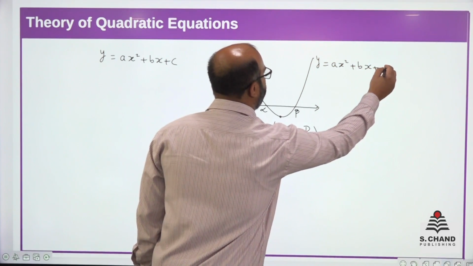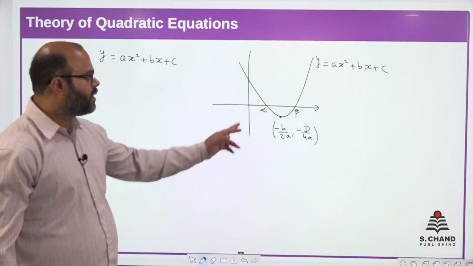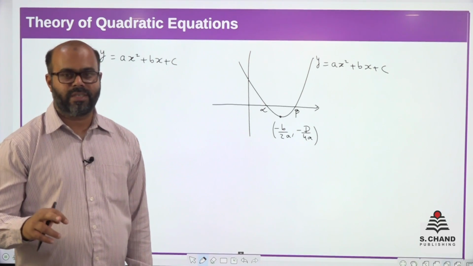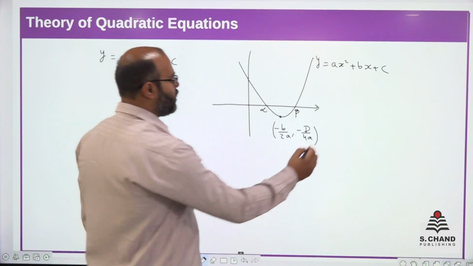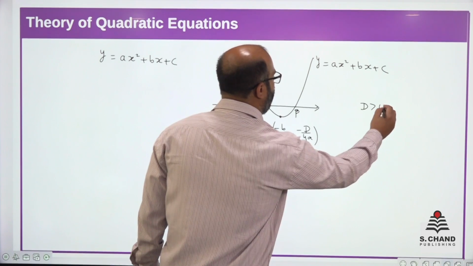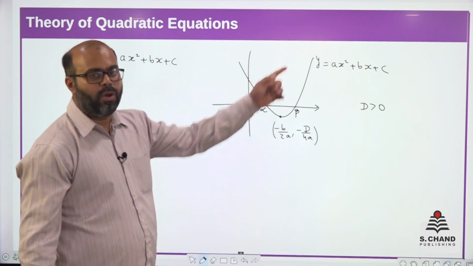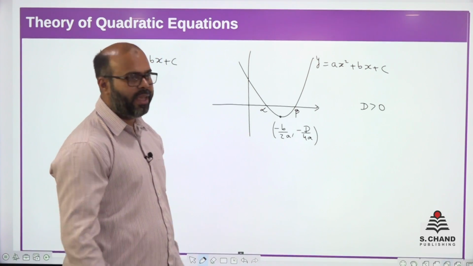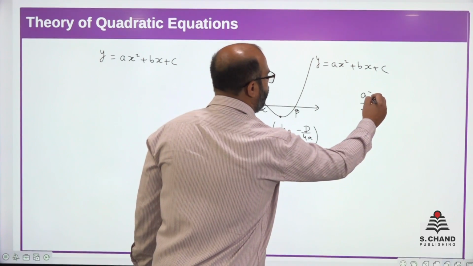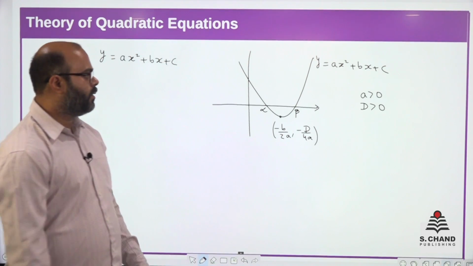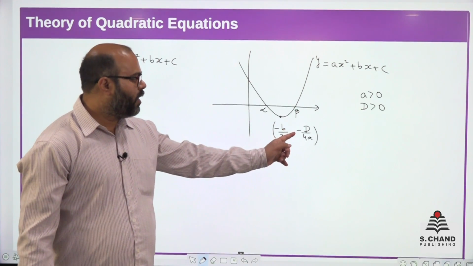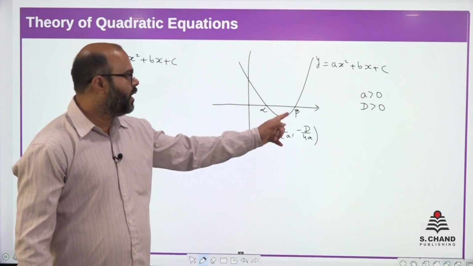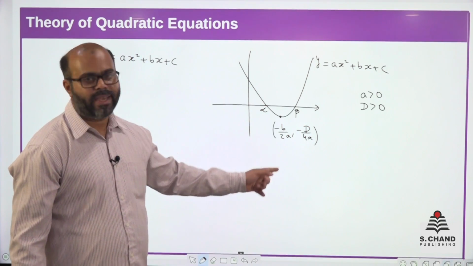Now under what condition do we get this graph? As we can easily say that there are two distinct real roots, it means that the discriminant is greater than 0. Also it is an upward opening parabola, so the coefficient of x square, which is a, needs to be positive. And as you can verify, a is positive, d is positive, so minus d by 4a is negative. That is why this vertex is below the x-axis.